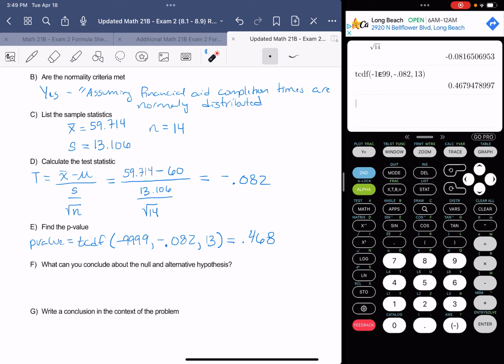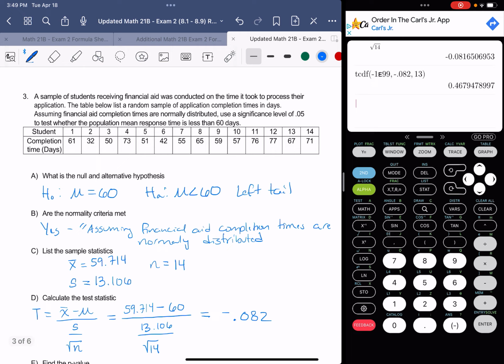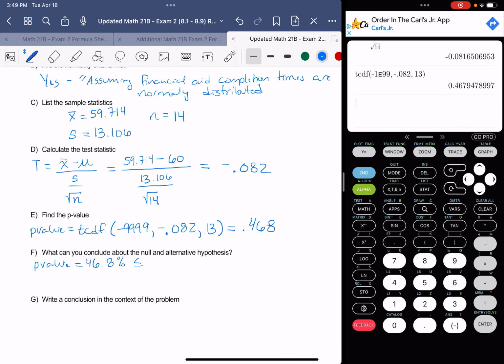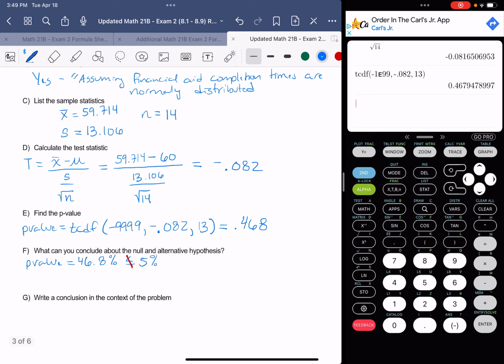Okay, so what can you conclude about the null and alternative hypotheses? Well, the p-value, converting that to a percentage, is 46.8%. What was our significance level? 0.05 or 5%. Is 46.8% less than 5%? No, that's not true, right? So is this statistically significant or not? Not. Good. So we're not statistically significant.